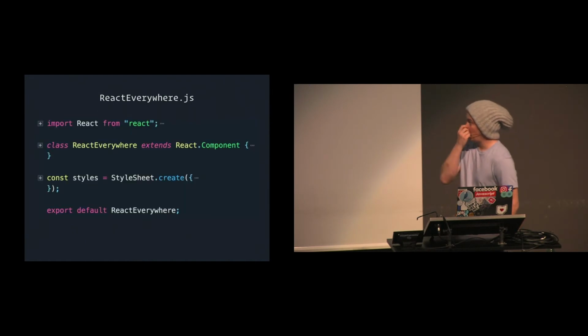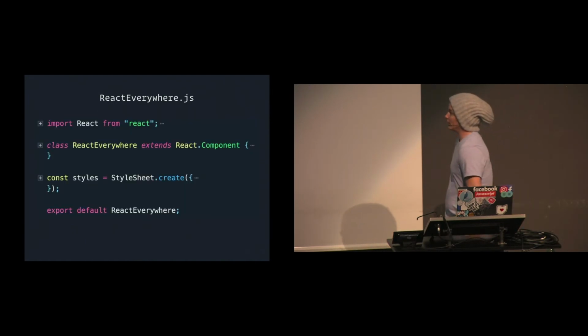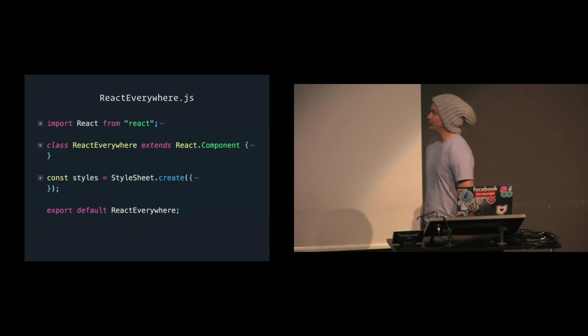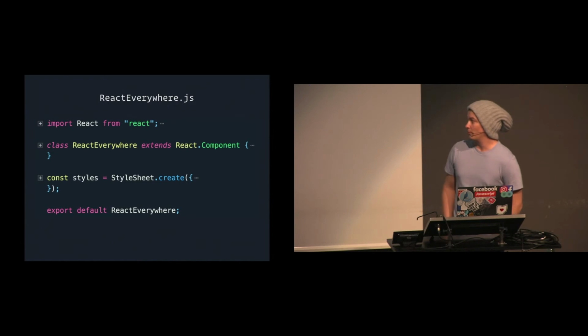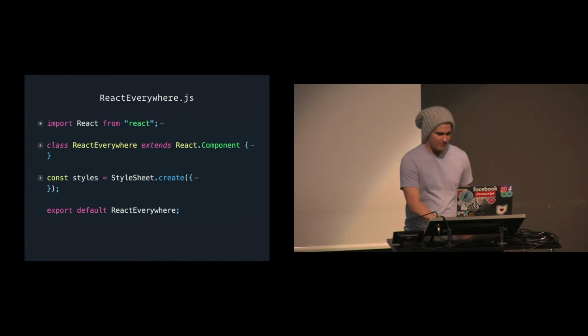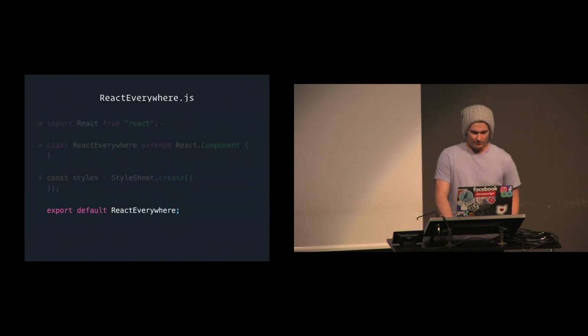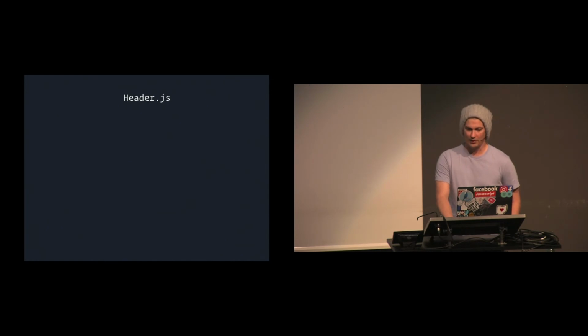In React Everywhere, I've collapsed a lot of the markup and styles, but the general idea here is that we'll have a class that's going to render a button and a counter, and there's some styles that are associated with it, and both the mobile app and the web app are going to use it. And then we're going to have a header.